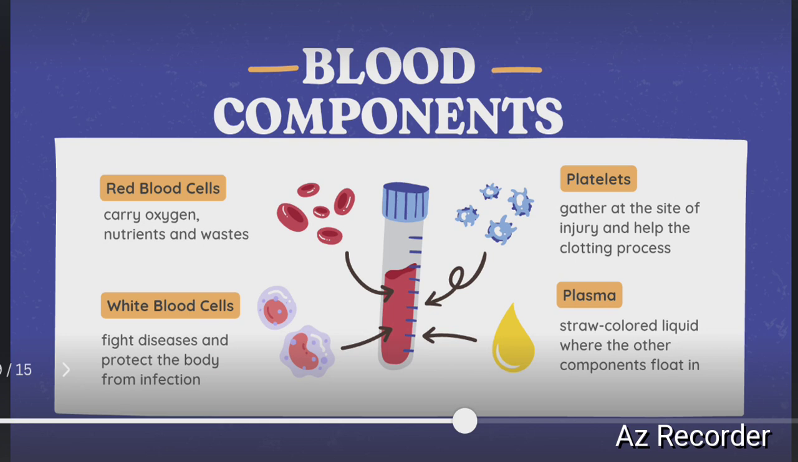And next is the plasma. It transports nutrients, hormones and wastes, and that is the main function of plasma. It is a straw colored liquid in which the other components float, which transports nutrients, hormones, as well as waste from the cells or from the body. And this is all about the blood components.